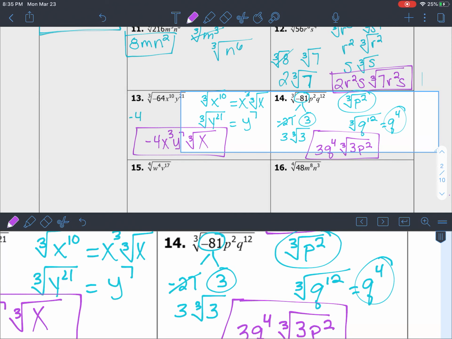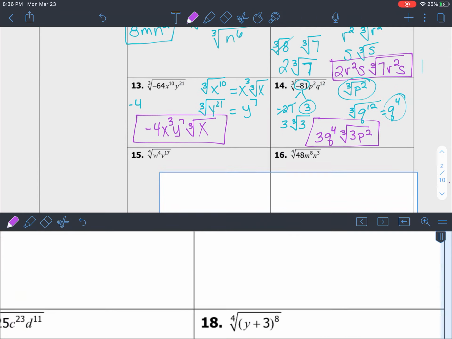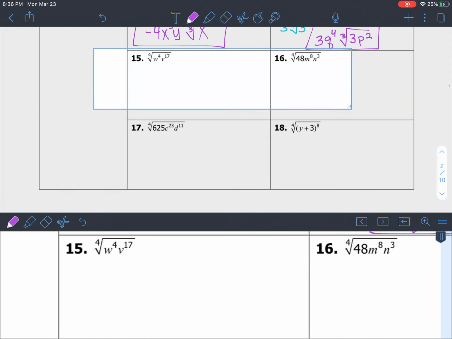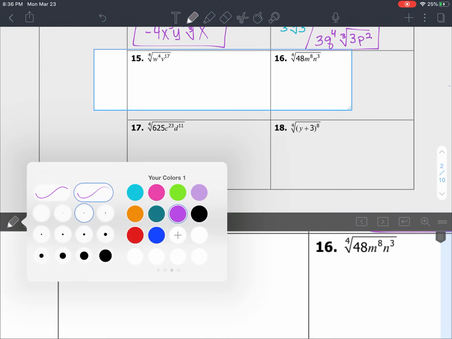So all I did was look at all of those things that I just solved for. So if you compare my numbers, I still have a 3 on the outside, 3 on the inside. If we look at our p values, I still have that p squared on the inside. And if we look at that q value, it is on the outside now. So 4 more to go, and then you guys are going to try these all on your own.